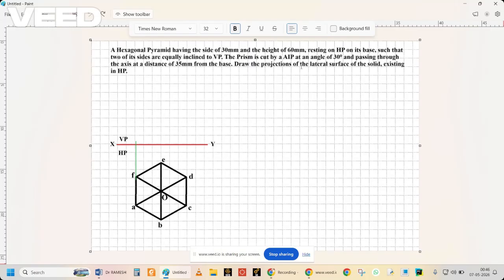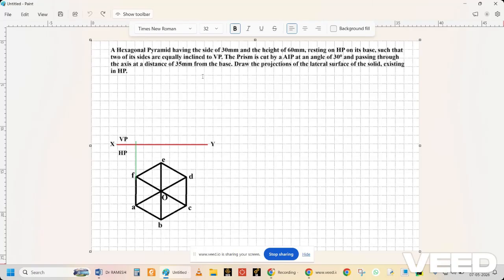So the question says: a hexagonal pyramid having the side of 30 mm and the height of 60 mm, resting on HP on its base such that two of its sides are equally inclined to VP. The pyramid is cut by the auxiliary inclined plane at an angle of 30 degrees and passing through the axis at a distance of 35 mm from the base. Draw the projections of the lateral surface of the solid existing in HP.